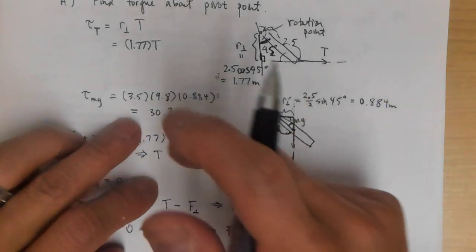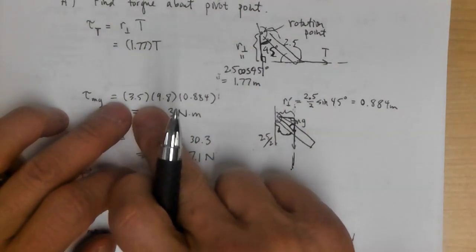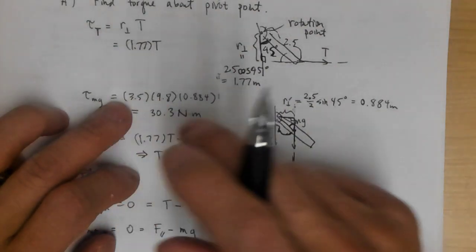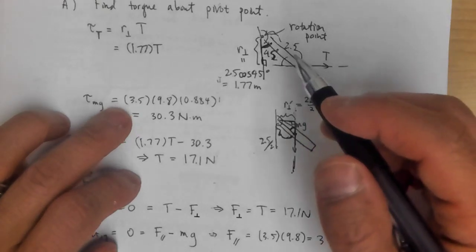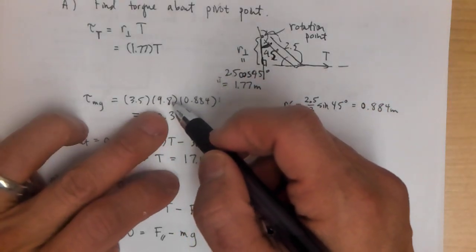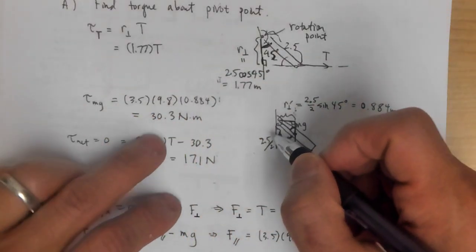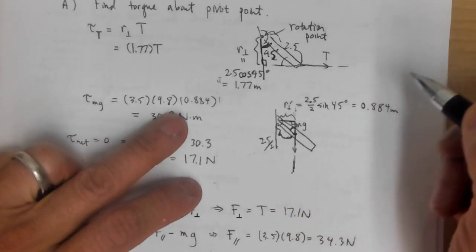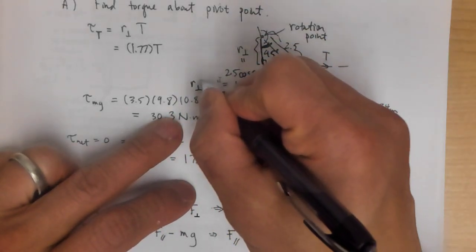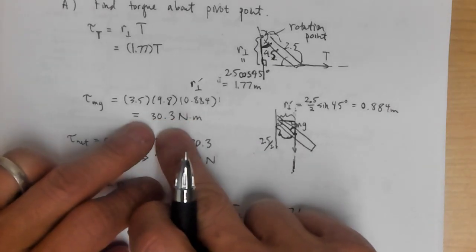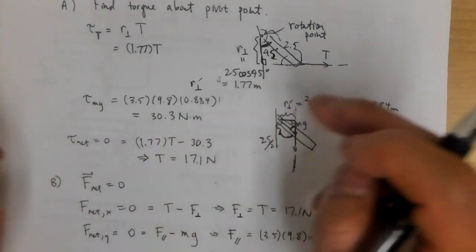Okay, but now to get the torque, that will be the weight of the rod, so 3.5 kilograms times G, 9.8, times the R perpendicular for that guy, okay? So that's my R perpendicular for the rod. And so that comes up to 30.3 Newton meters.